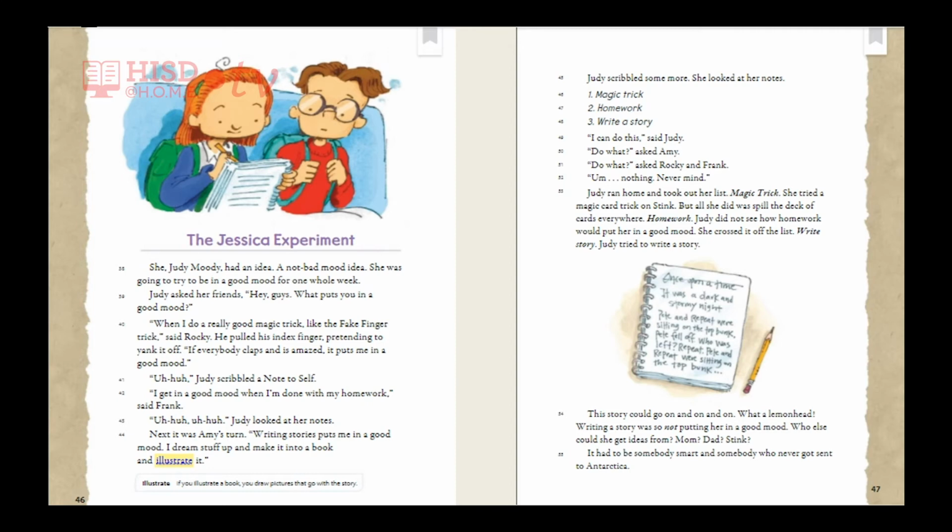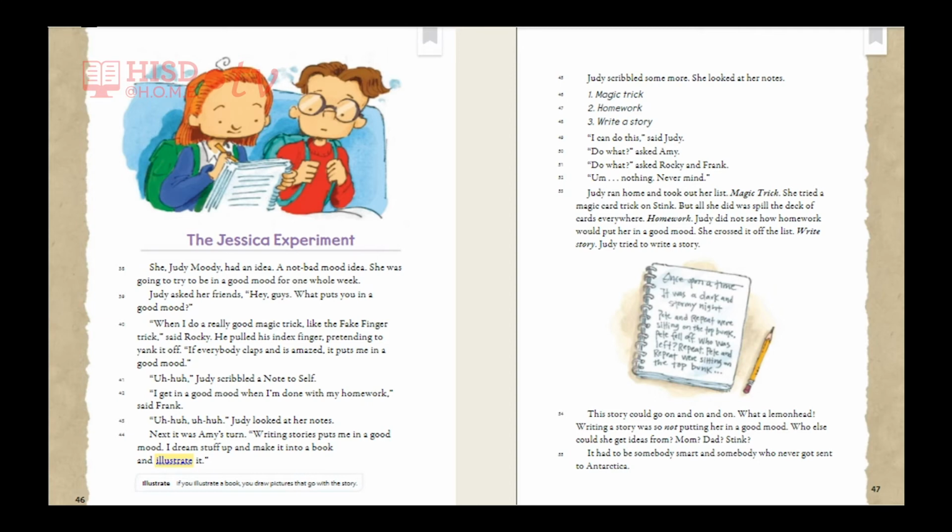"Uh-huh," Judy scribbled a note to herself. "I get in a good mood when I'm done with my homework," said Frank. "Uh-huh, uh-huh," Judy looked at her notes. Next it was Amy's turn. "Writing stories puts me in a good mood. I dream stuff up and make it into a book and illustrate it." Judy scribbled some more. She looked at her notes. 1. Magic trick. 2. Homework. 3. Write a story. "I can do this," said Judy. "Do what?" asked Amy. "Do what?" asked Rocky and Frank.